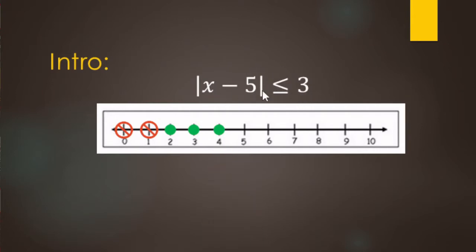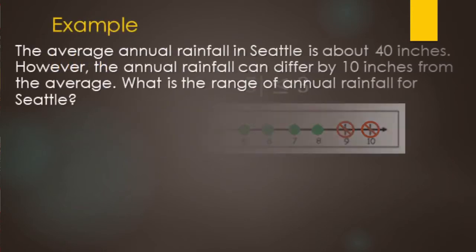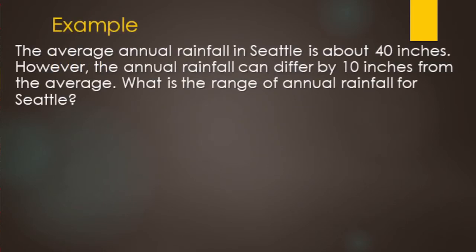5 minus 5 is 0, less than 3. How about 6? 6 minus 5 is positive 1, less than 3. 7 minus 5 is 2, less than 3. How about 8? 8 minus 5 equals exactly 3, so it works for the or equal to. 9 minus 5 makes 4, not less than 3. And 10 minus 5 is 5, not less than 3. So for these absolute value inequalities, we have a range of numbers in the middle of our number line that make it true. And outside of those numbers, out to the right and over to the left, are not solutions.